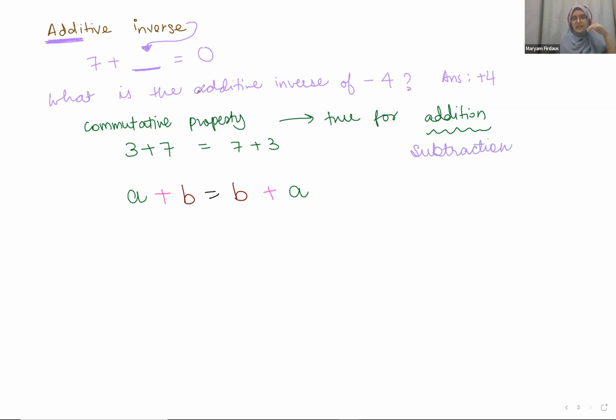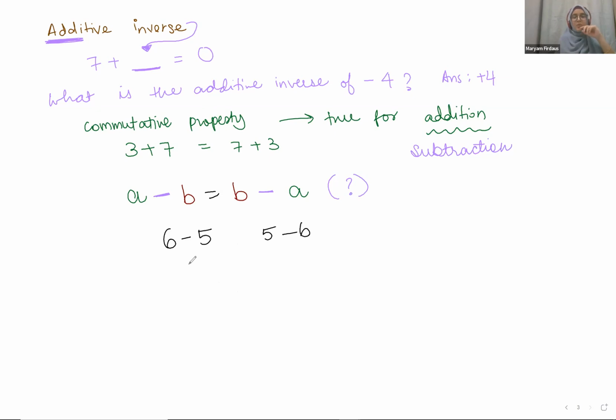What I mean when I say that is, if I replace this plus sign with a minus sign, will this still be true? Can I say that they both are equal, the LHS and the RHS? No. No? Can you give me an example? Yes. 6 minus 5 and 5 minus 6.